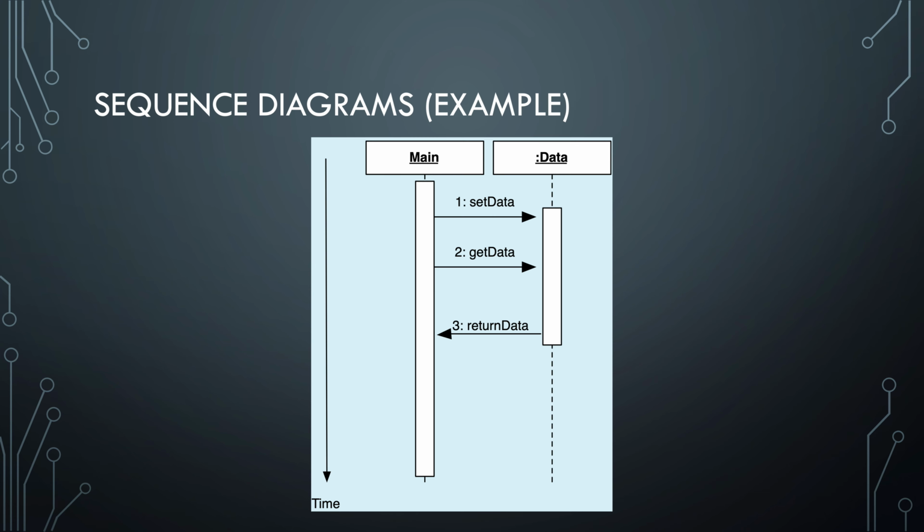Here's an example of such a sequence diagram. There are two objects, main and data. Main calls setData, then getData, and finally data calls the returnData method in main.